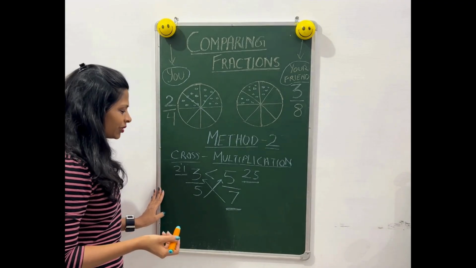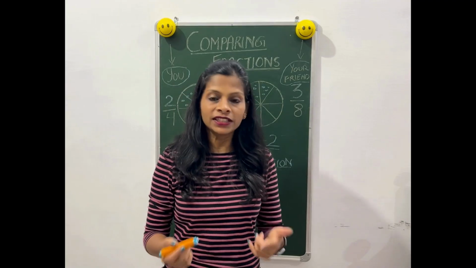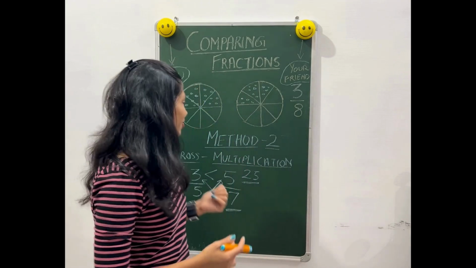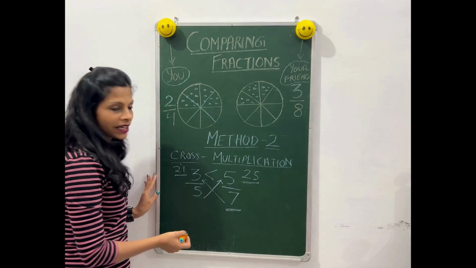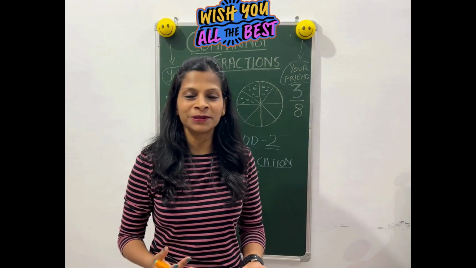Right? Was it not simple? So today we learned two methods. Method 1, either you got to make the denominators common, or the second, the trick, is to cross multiply and then check. I hope this video made your understanding a bit more better.